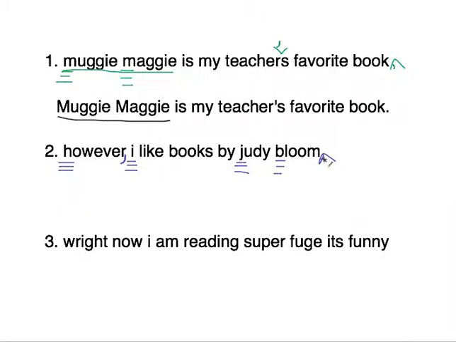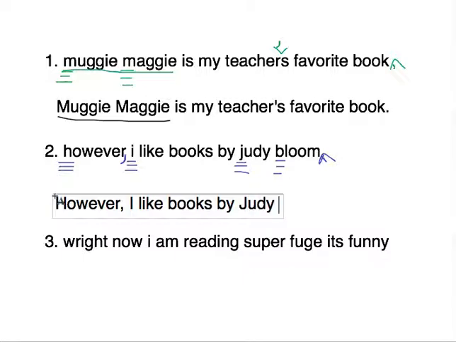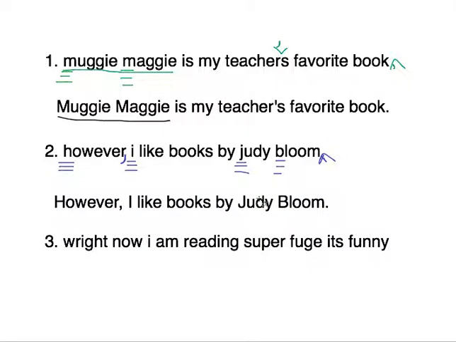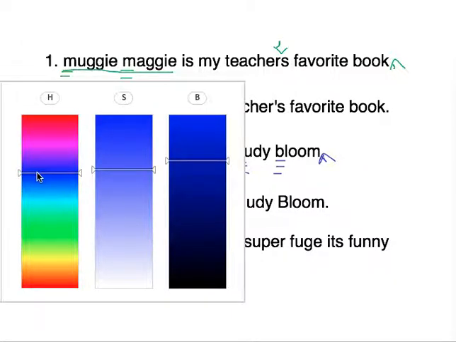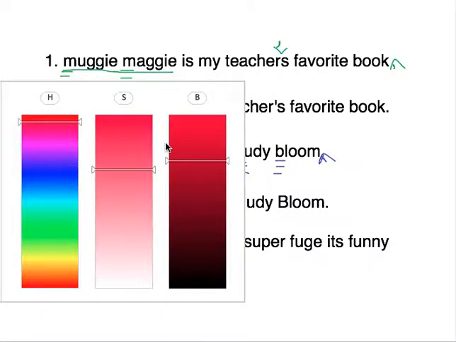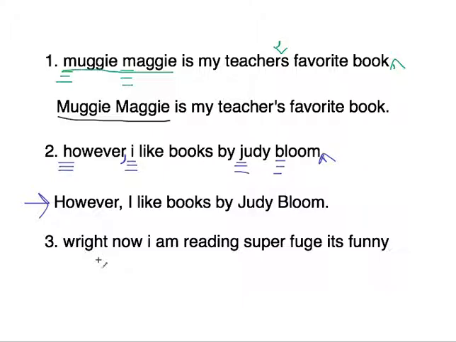So I can go ahead and start retyping my sentence with the edits and make sure that I spell everything right the second time. So, however, I like books by Judy Blume. So we have edited that second sentence. So let's go on to our third sentence here. I'm going to change the color so we don't get it confused when we're looking at the edits.